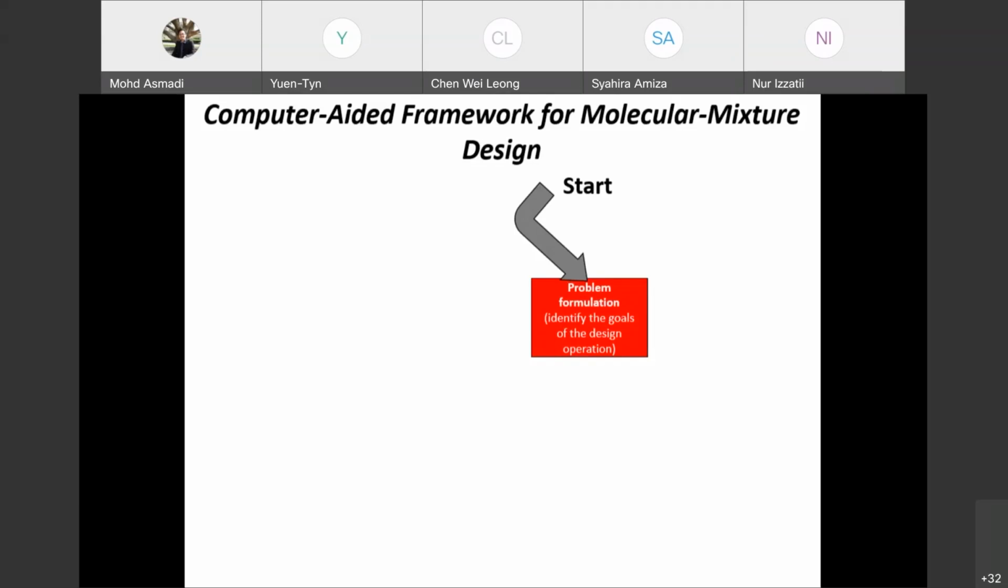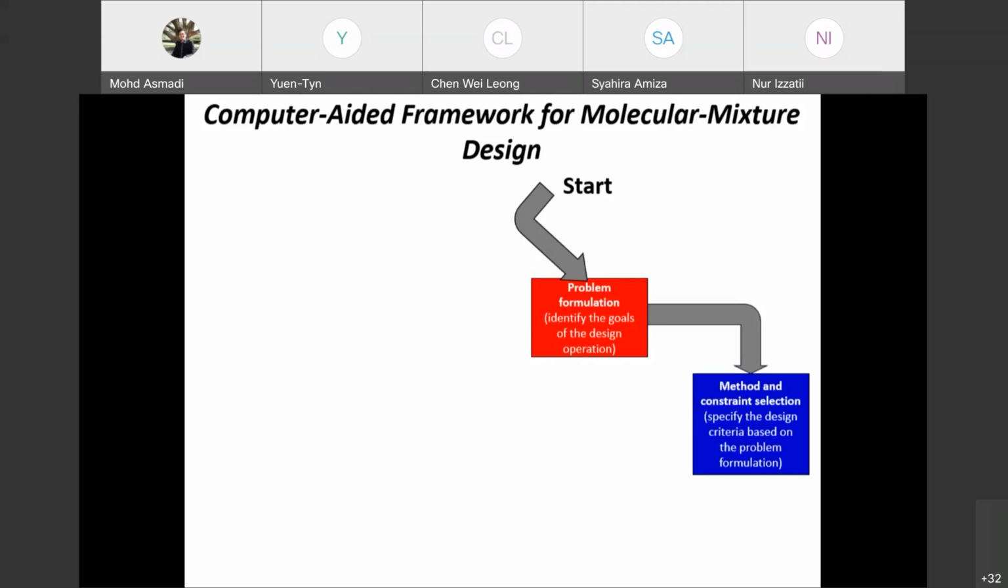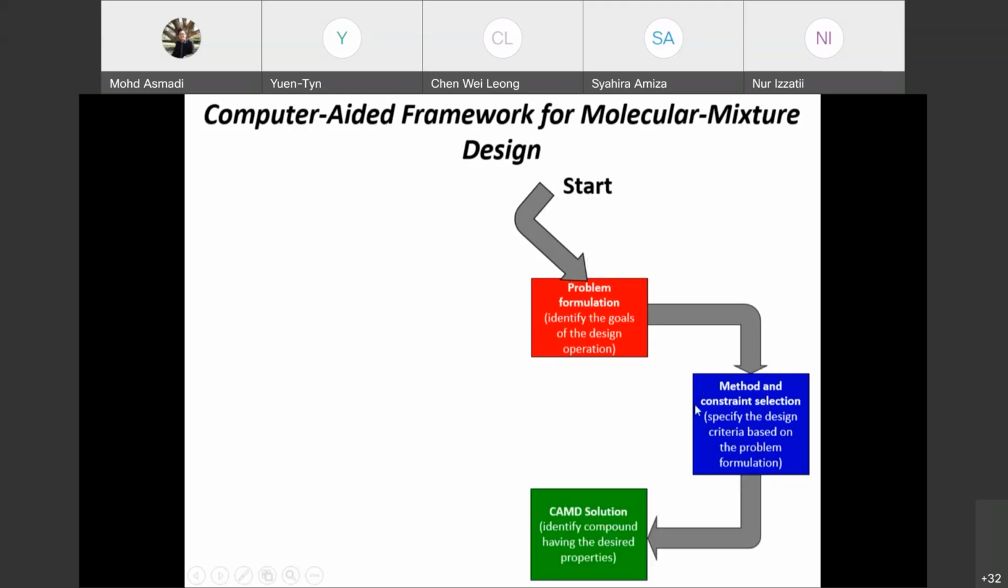The next step is the method and constraint selection. The needs and function of the products are converted into a specific set of properties together with their target values. Specify the design criteria based on the problem formulation. So that is the second hierarchical step, and then the next step is the CAMD or CAMbD solution, either one, for example a group contribution based technique, so we can generate and test candidates.